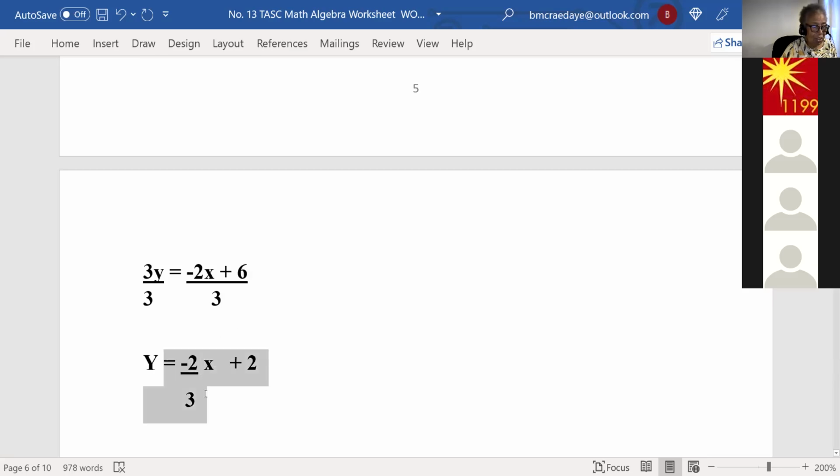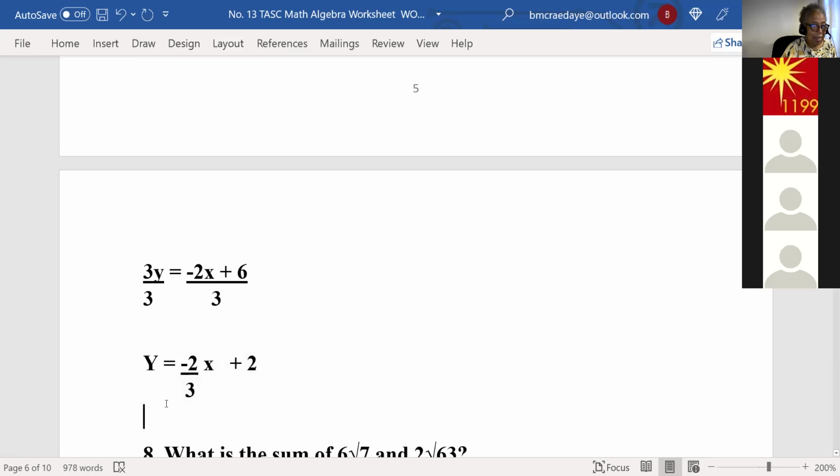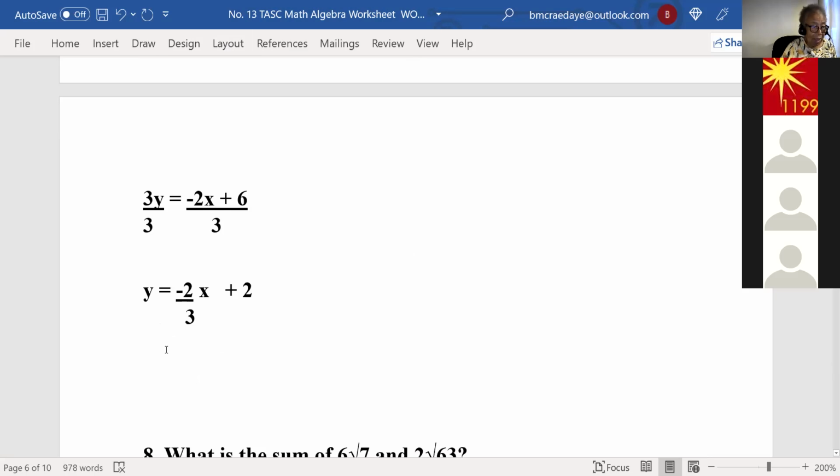M is the coefficient of x. What is that? Also, m is negative 2/3. That's it. Excellent. So m is the slope, and m equals the slope, equal negative 2/3. This is our little m from our slope intercept.